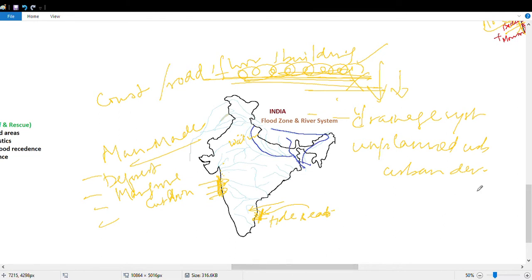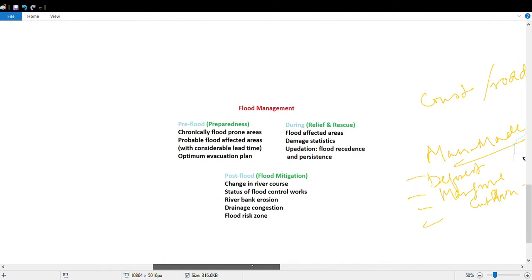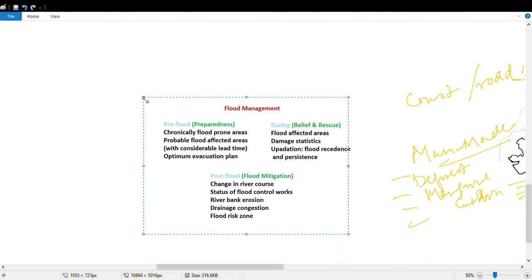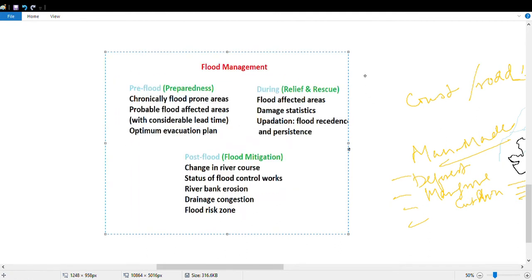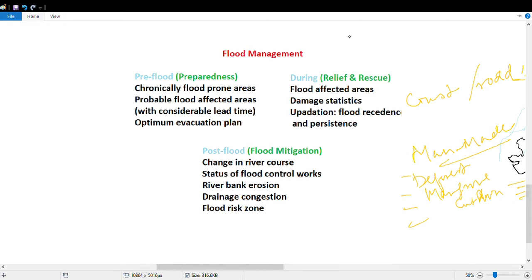Now we should also know about how to manage this flood. We all know that since flood is mostly a natural thing, it becomes very difficult to stop it because of its sudden nature. So the focus is on minimizing the impact, in a way that the rehabilitation part can be done very easily.